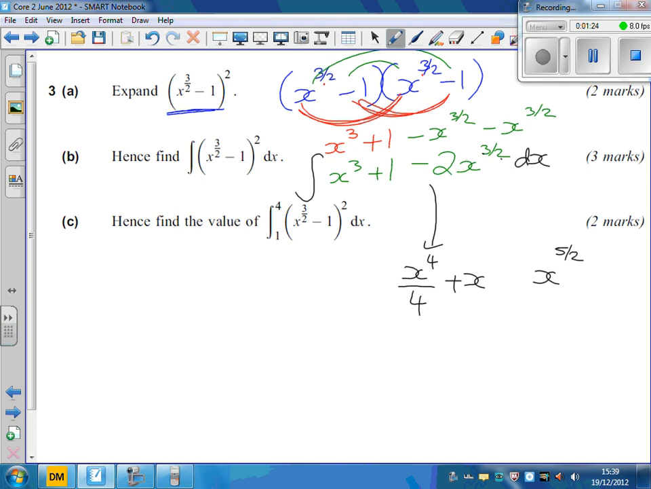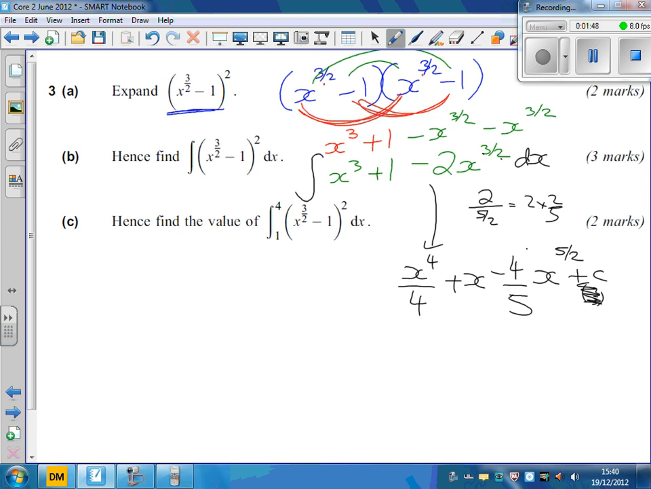Dividing by 5 over 2 is the same as timesing by 2 over 5. And we want 2 of them. So I've got 4 over 5 here. This is 2 divided by 5 over 2, which is 2 times 2 over 5, which is the 4 over 5 I've got there. Oh, and I need a plus c on the end there, just to make sure, a plus c at the end bit.